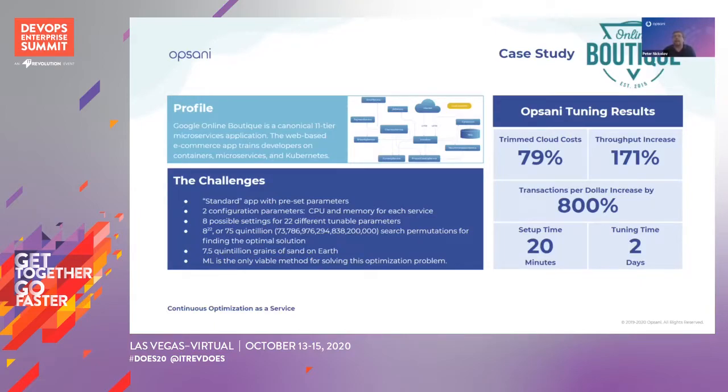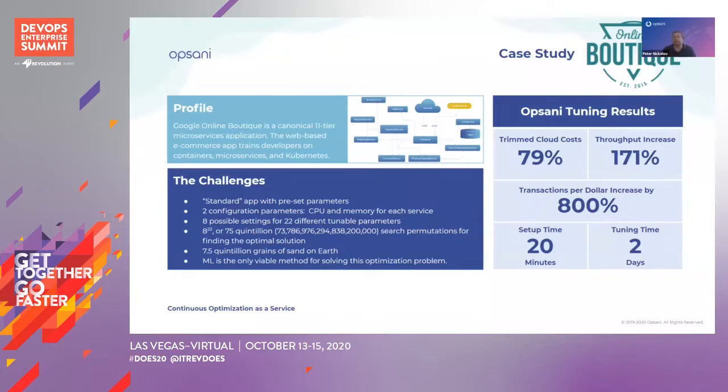We saw an 80% reduction in cloud cost. So you actually need to pay only about 20% of the cost for it. And at the same time, we were able to increase its performance. The result of that optimization is that after it's optimized, you can get 8 times more transactions per dollar in running this application. And we did this with about a 20-minute setup with one of our engineers. And it took approximately 2 days for our system to find that unique optimal configuration among the 75 quintillion.